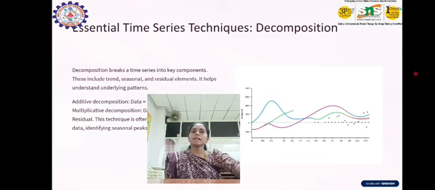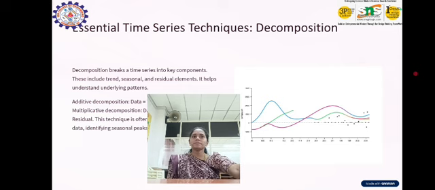An essential time series technique is time series decomposition, one of the foundational steps in analyzing temporal data. This technique involves breaking down a time series into its core components, namely trend, seasonality, and residual components. Decomposition can be additive or multiplicative depending on how these components interact. In the additive model, the total observed time series is represented as the sum of its parts: data equals trend plus seasonality plus residual.